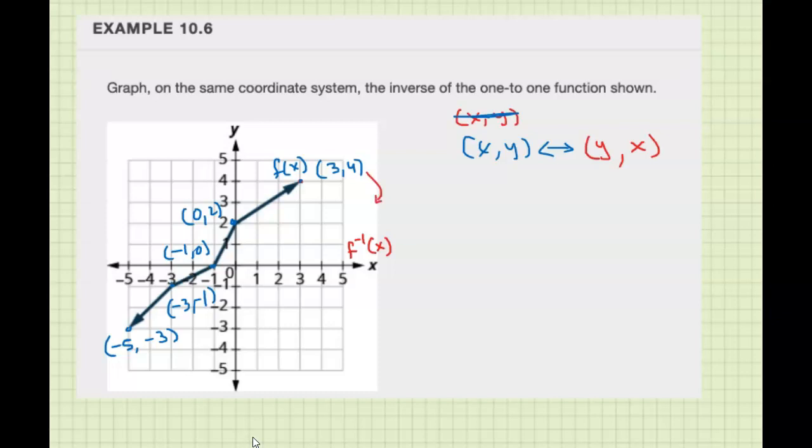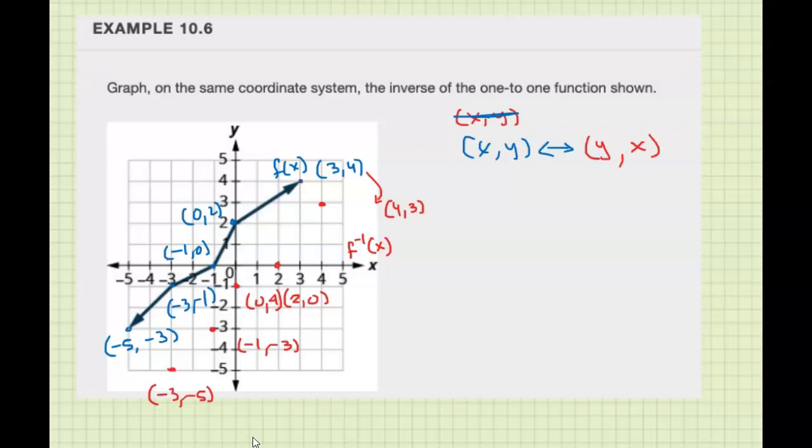So this is going to become 4, 3. So 4, 3 is over here. This one is going to become 2, 0. Right, so you switch the x and y values. This one, -1, 0, becomes 0, -1. All right, -3, -1 becomes -1, -3. And -5, -3 becomes -3, -5.